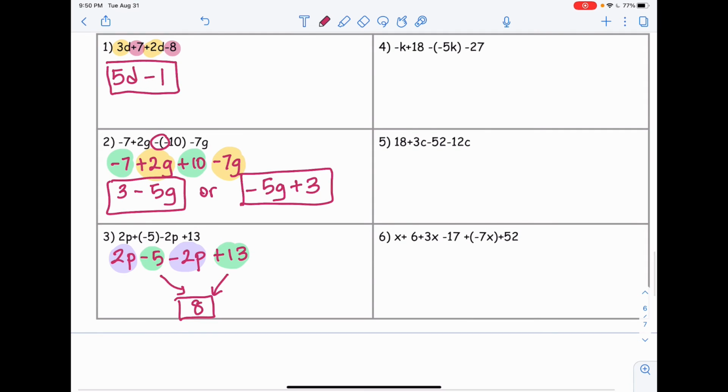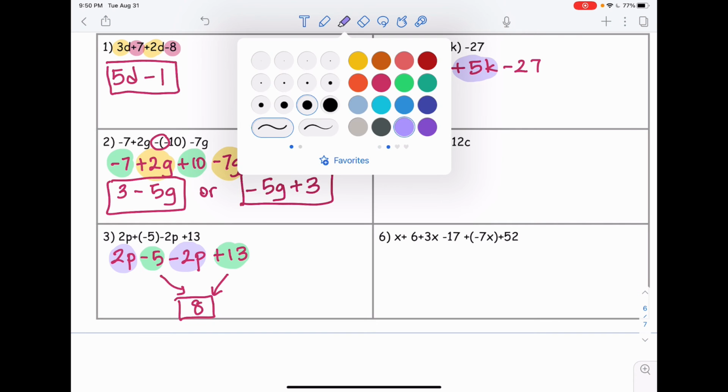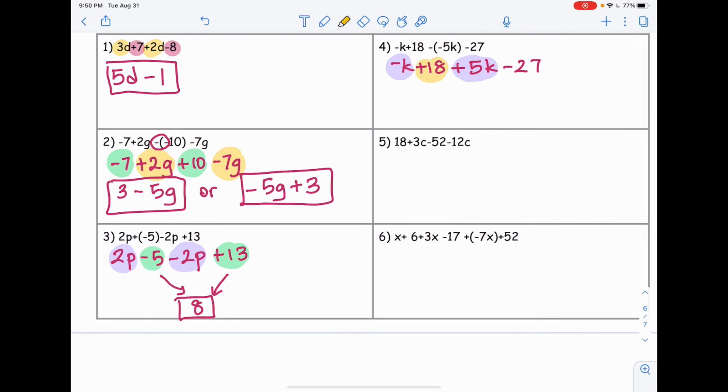Okay, number 4. Let's rewrite this expression as well. Negative k plus 18, negative negative will make each other positive, so it's going to be a positive 5k minus 27. Then let's identify the like terms. We have negative k, and then we have positive 5k, and also we have positive 18 and negative 27.